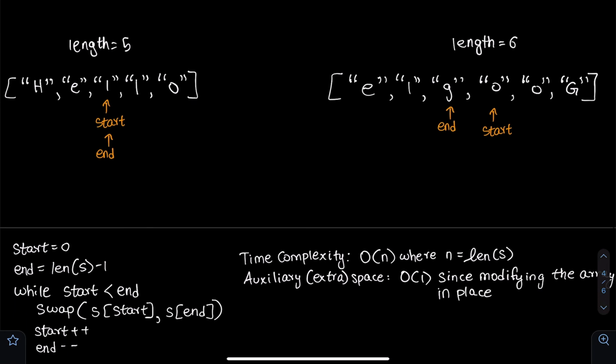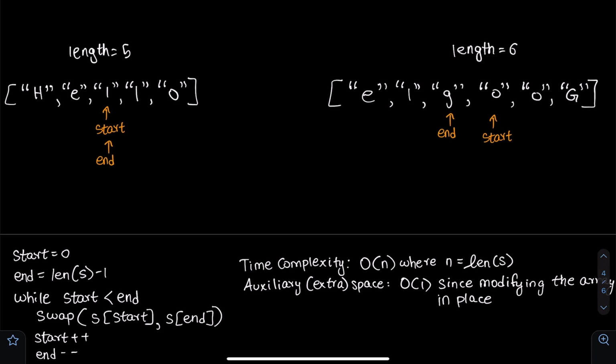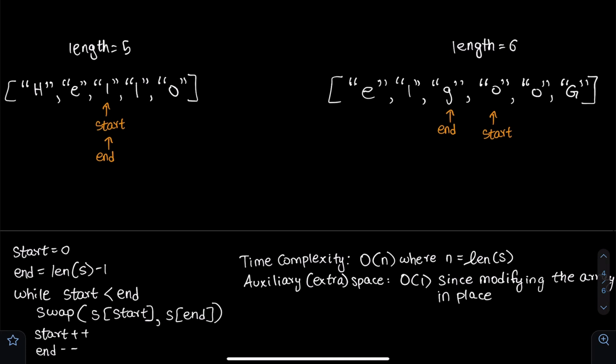Now let's look at the pseudocode. We'll initialize the start variable to be at index 0 and end to be at the last index, which is the length of the array minus 1. And while start is less than end, as we saw. So when are we going to terminate? We're going to terminate when start becomes greater than or equal to end. That's the termination condition. So while start is less than end, we're just going to swap the character at index start with the character at index end, and we're going to increment start by 1 and decrement end by 1.